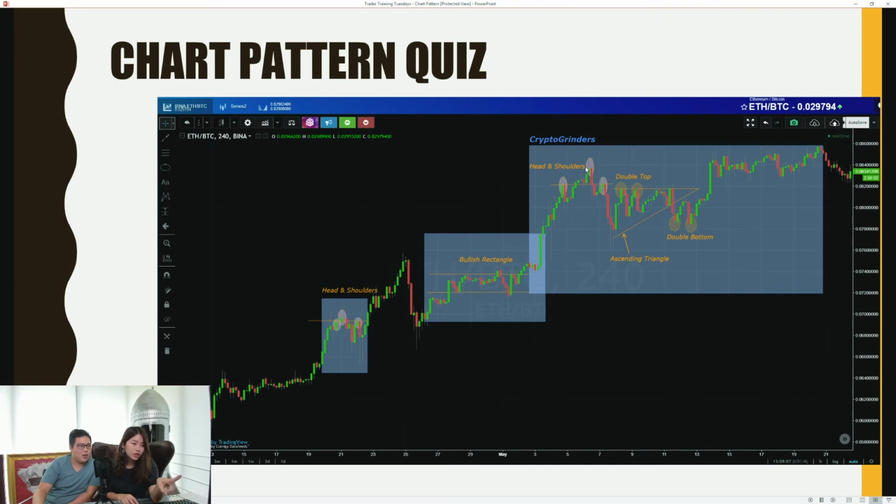Yes. Yeah, we got head and shoulders, yes. Double top, yes. Double bottom. Oh, there was an ascending triangle here. Oh, wait, this is the... I was right. Okay, ascending triangle. But that means it's... Ascending triangle is neutral, right? If it's a triangle, it's neutral.